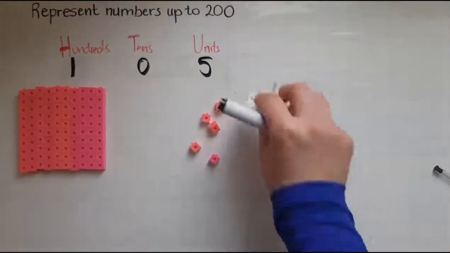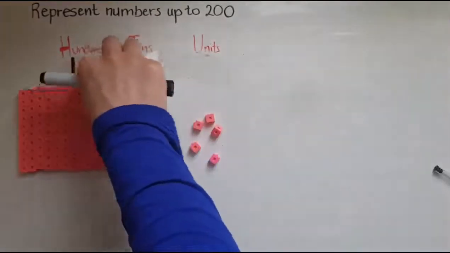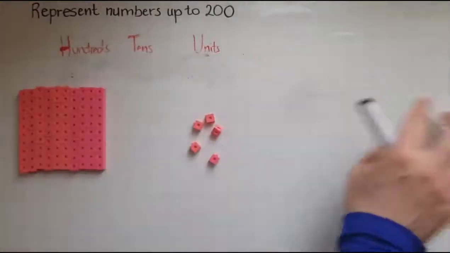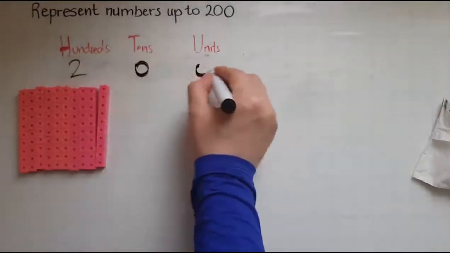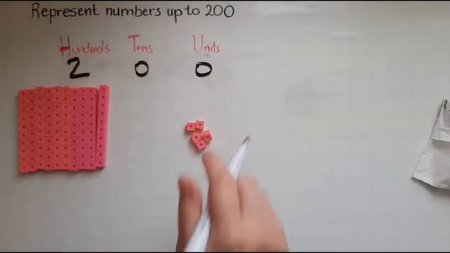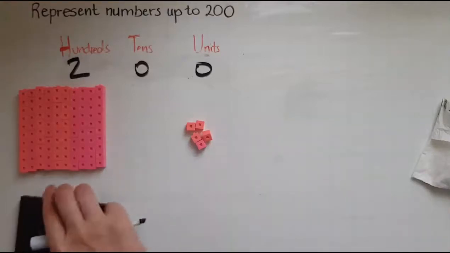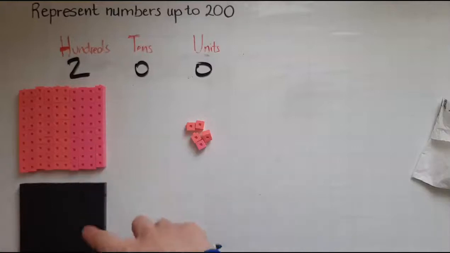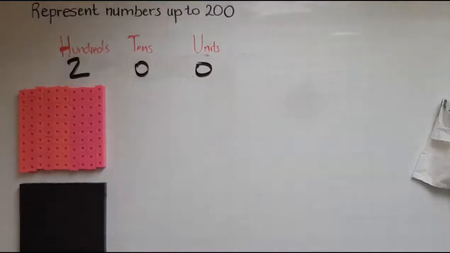And finally, how would I represent 200? How could I show 200? So 200. That suggests that there are 2 blocks of hundreds. So I will bring over another block. There we have 1, 2 blocks. Do I have any 10s? No, I don't need any 10s, and no units. And this is how we represent numbers up to 200.